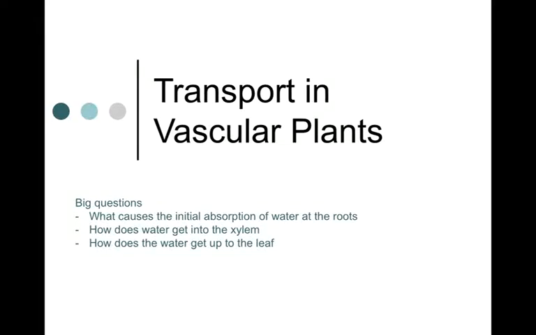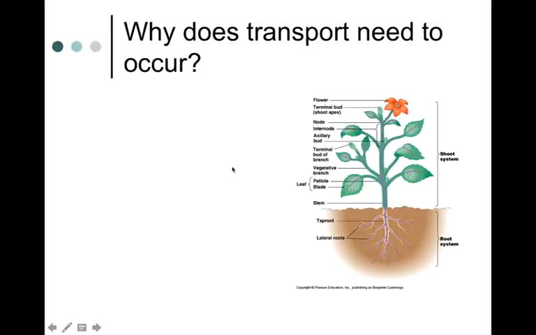We're going to look at vascular transport in plants, and specifically for this video you need to keep in mind several things. First up, how does the initial absorption of water happen? So how does that get into the root? The next big question is looking at how does the water get into the xylem, and then finally, how does the water get up the leaf? So we're going to go through each of those in turn.